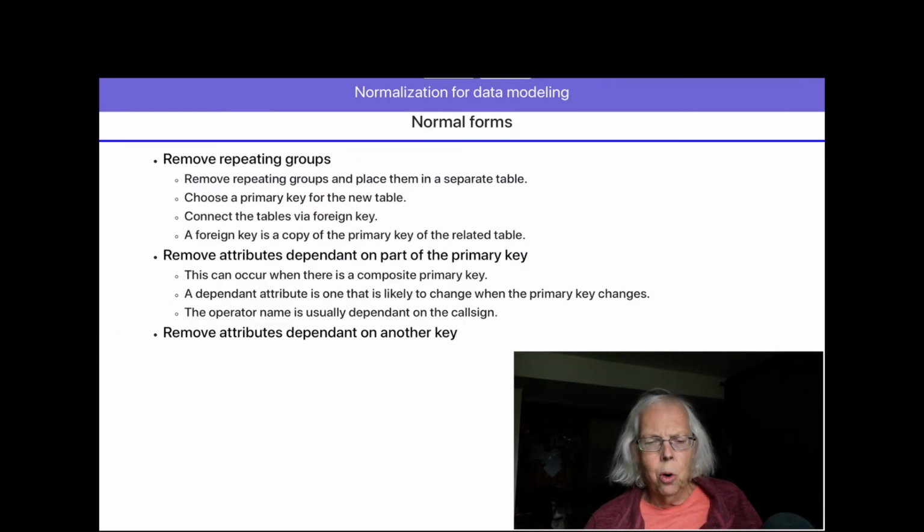In second normal form, we remove attributes that are dependent on part of a primary key. Of course, this means that we must have a composite primary key, which we do. And a dependent attribute is one that's likely to change when the primary key changes. So we call that a dependency on the primary key. That's how it's supposed to be. So the operator name, for example, is likely to change when the call sign changes because it's the operator of the station identified by the call sign.